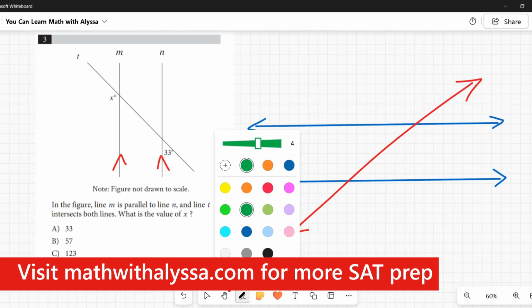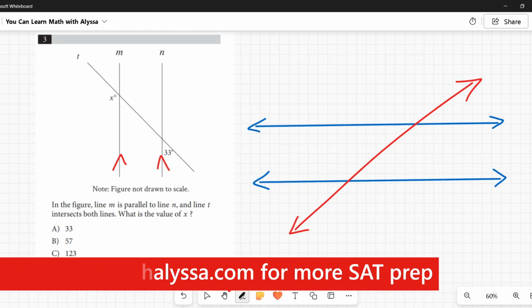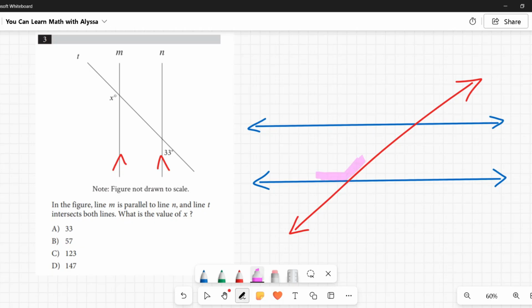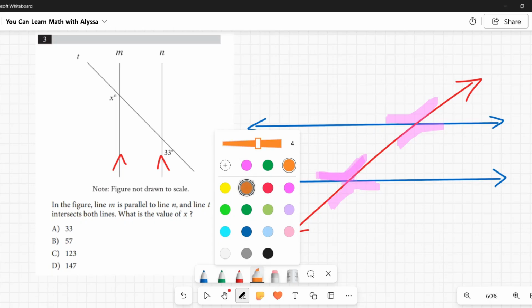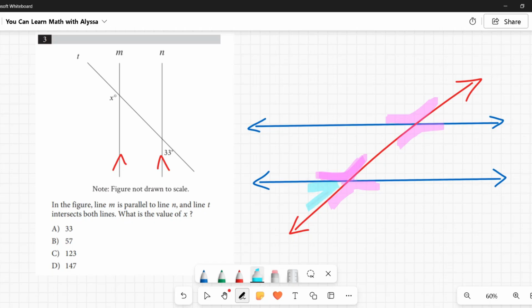I'm going to use highlighting colors here. Let's use a kind of neon purple. These two angles are also called opposite or vertical angles. Anytime we have intersecting lines, the angles that are opposite each other are congruent. So those two are the same, and they are the same as these two. So these four angles are all identical. Then we have, let's do neon blue, that angle, and that angle, that one, and that one.